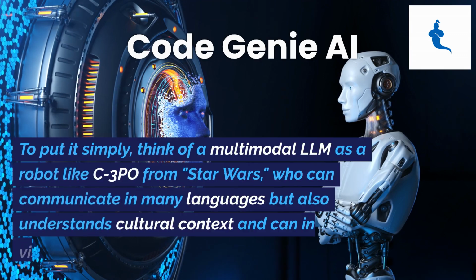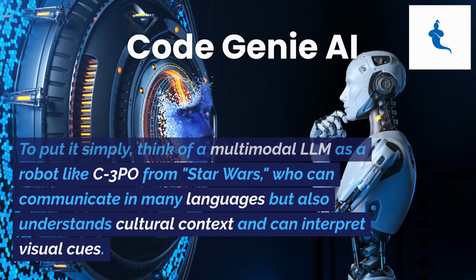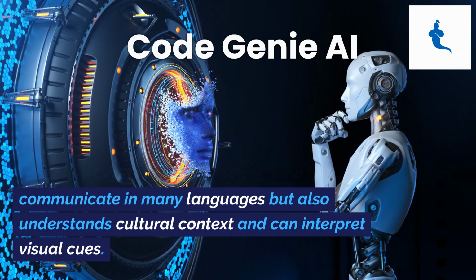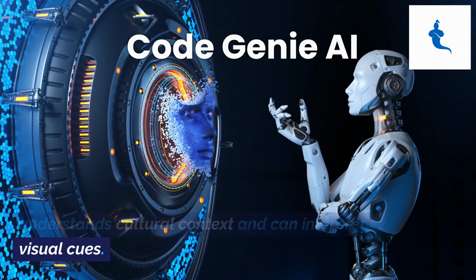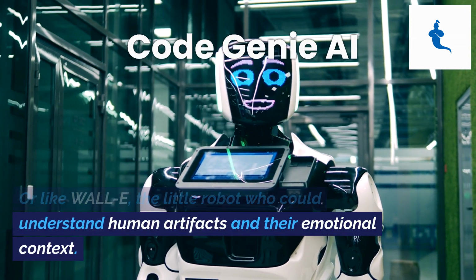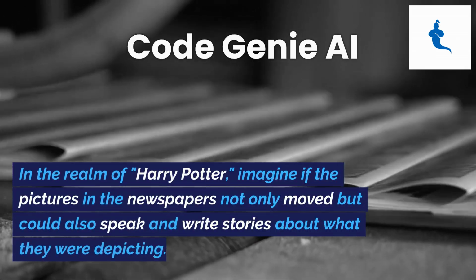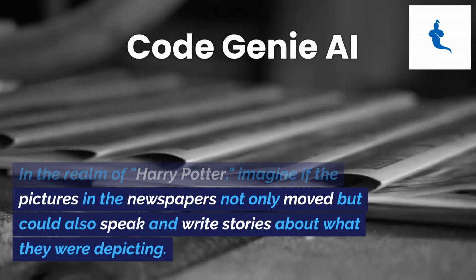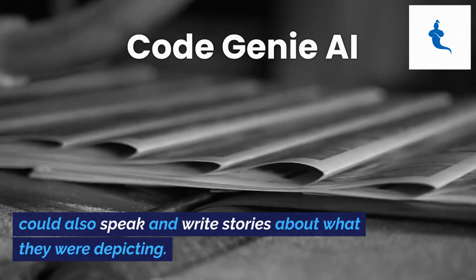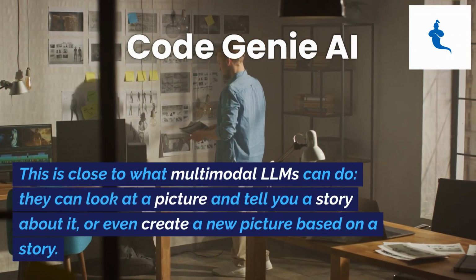To put it simply, think of a multimodal LLM as a robot like C-3PO from Star Wars, who can communicate in many languages but also understands cultural context and can interpret visual cues. Or like WALL-E, the little robot who could understand human artifacts and their emotional context. In the realm of Harry Potter, imagine if the pictures in the newspapers not only moved but could also speak and write stories about what they were depicting. This is close to what multimodal LLMs can do.